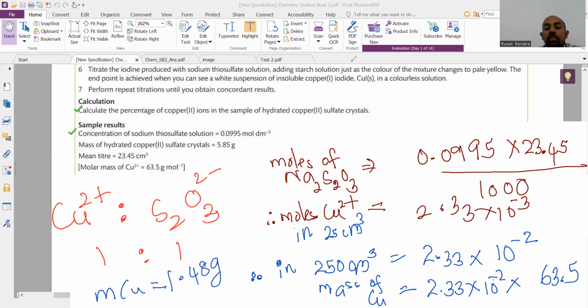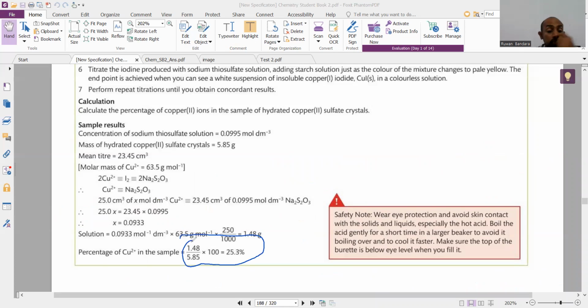Grams. And the percentage is 1.48 divided by 5.85 into 100, so 25.3. Right, done. Any doubts on that calculation?